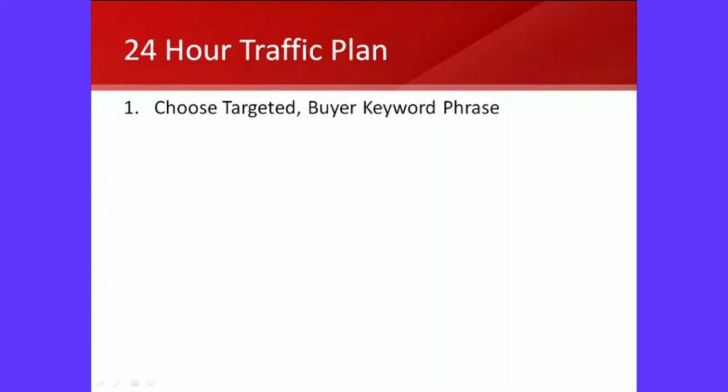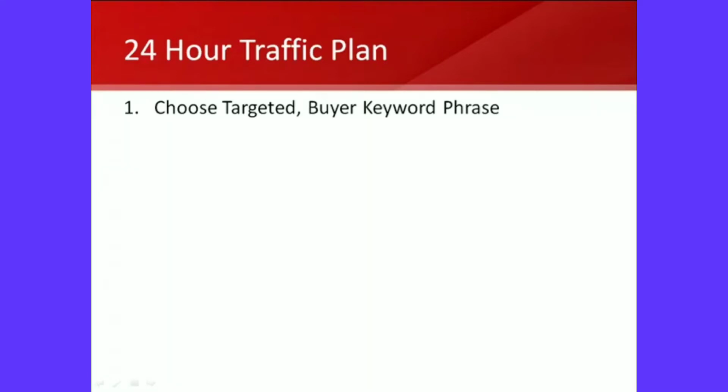And let's just say you are a lawyer in Chicago, Illinois. Your targeted keyword phrase would be Chicago, Illinois lawyer. Or if you happen to be a church in Stillwater, Oklahoma, it might be Stillwater, Oklahoma churches, or Stillwater churches. That would be your targeted keyword phrase. So the main focus here is to narrow down on a targeted buyer keyword phrase that's related to your niche.